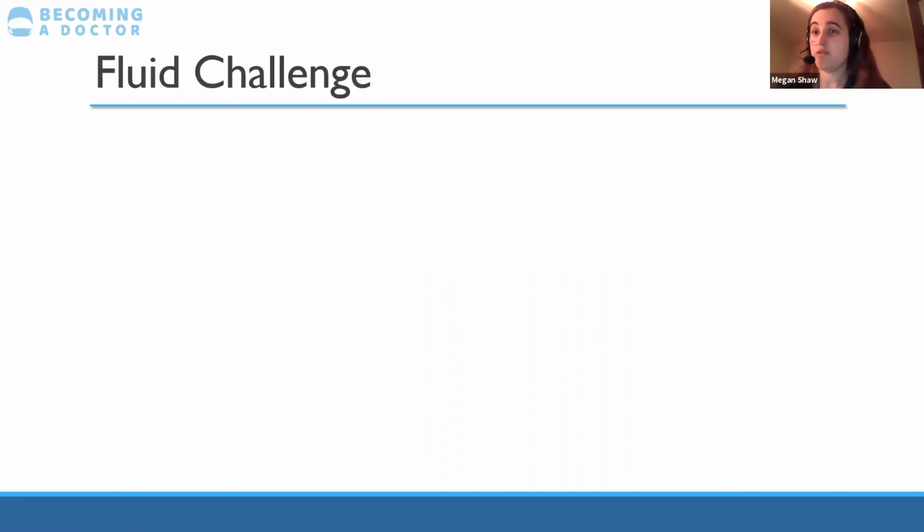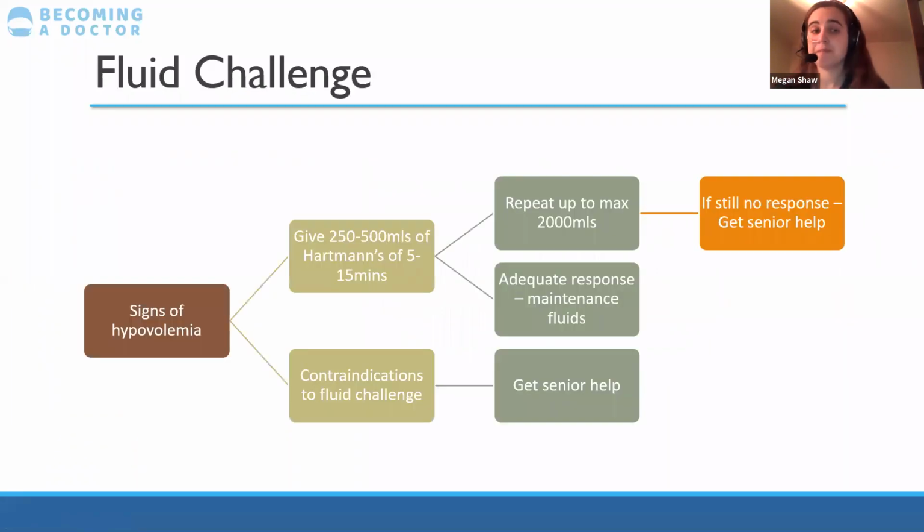Bit of a side note on fluid challenge since it's come up. If you've got signs of hypovolemia, so hypotension, tachycardia, or they look dry, you want to give them a fluid challenge, unless there's contraindications. So this is things like severe renal impairment or severe heart failure, in which case you need to be getting senior help because this is not a decision you're going to be making. But there's not many contraindications for fluid challenge.